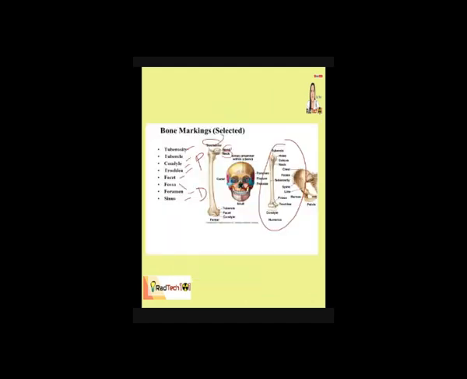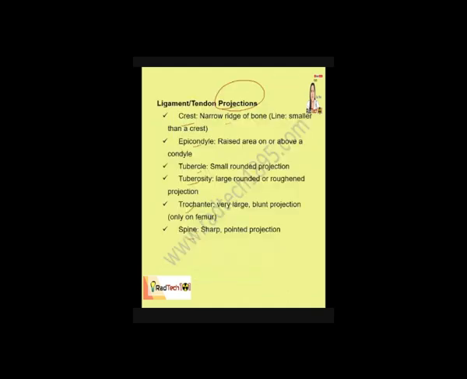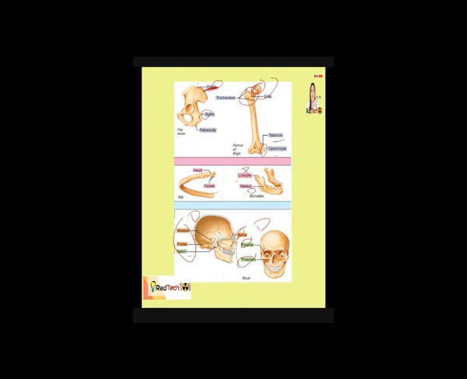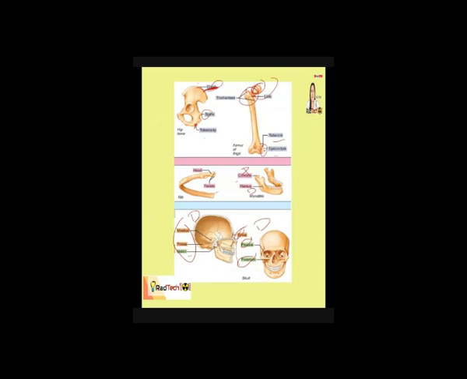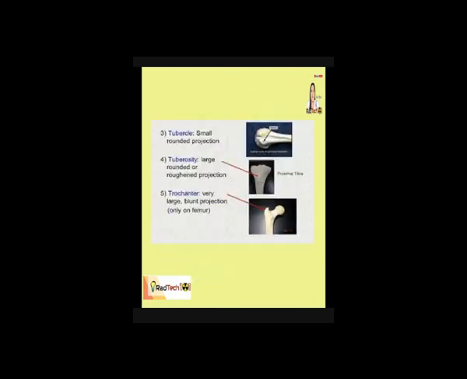This portion here. Then we have the tubercle and tuberosity. We have the tubercle here. Then we have the tuberosity. They are all projections. Then they have the trochanter and spine. So we have here the trochanter and we have here the spine. And then example, tubercle, tuberosity, and trochanter. So trochanter can only be seen sa femur. Malaki siya but blunt projection. Hindi siya yung sharp. Blunt projection.